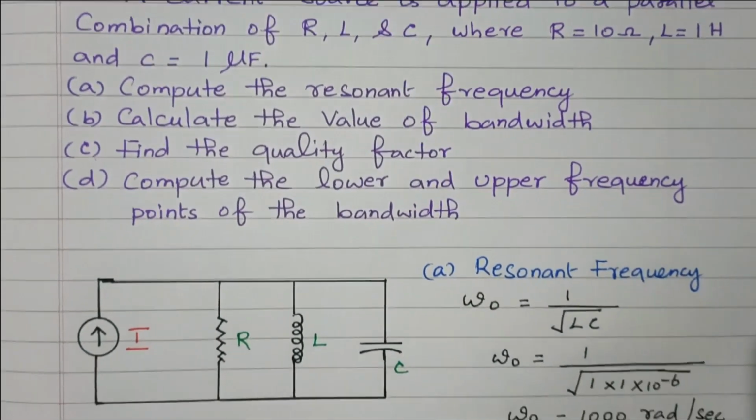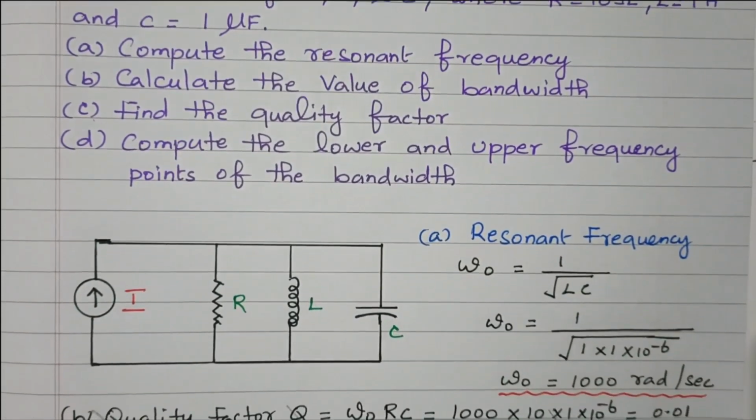Now we'll see the diagram. So this is the parallel RLC circuit. R, L, C all are connected in parallel, 3 branches. Current source is applied. First we will find the resonant frequency.